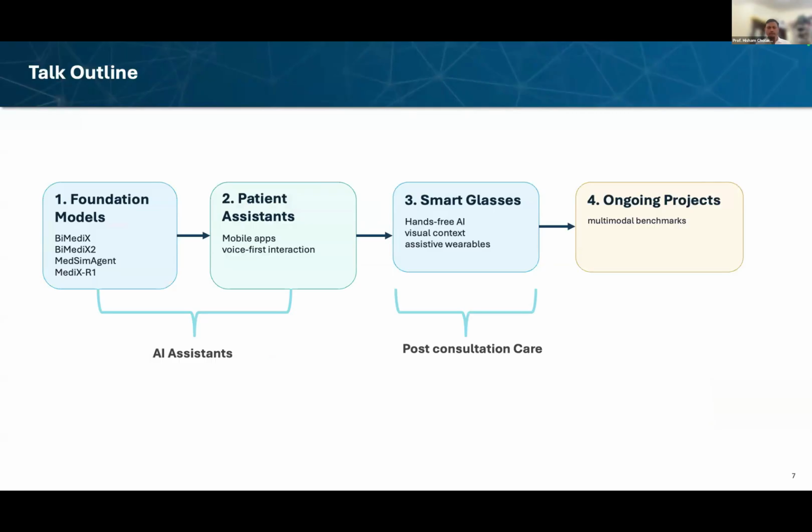right? So in today's talk, I'll be discussing the foundation models we built, like the healthcare specialized LLM, BiMedix, and a few other models we have developed at MBZUAI, and how we have built mobile apps and other interfaces to make it available for patients, right? I'll be discussing the solutions, and then the smart glasses we have developed as an assistive device here at MBZUAI, and we'll also cover the ongoing projects from my team. On these ongoing projects, we are also looking for clinical collaborators to strengthen those projects. So I will also discuss those projects.